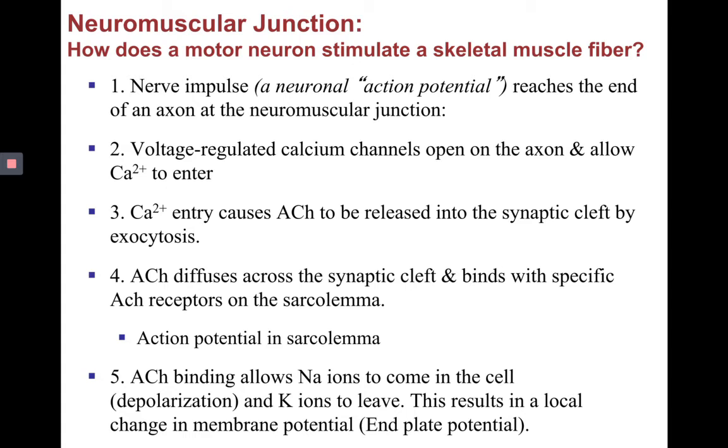This is the initiation of the action potential jumping to the sarcolemma, because when acetylcholine binds to its receptors on those junctional folds, it opens ion channels that allow sodium ions to come into the cell, creating a local depolarization as potassium ions leave. This local depolarization is a change in membrane potential called the end plate potential.